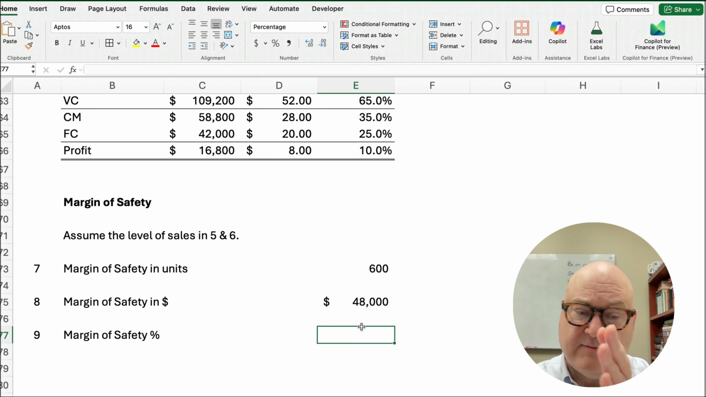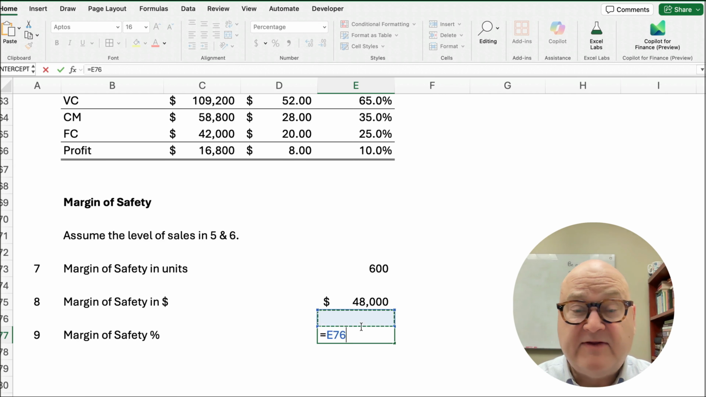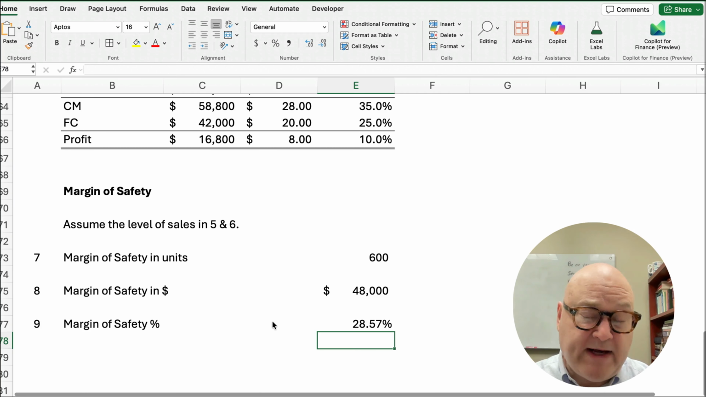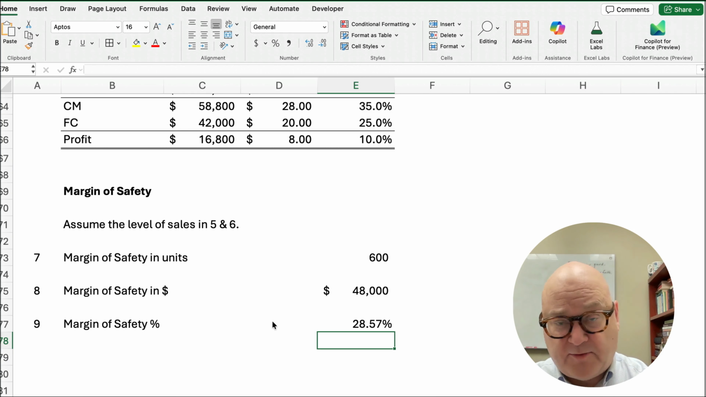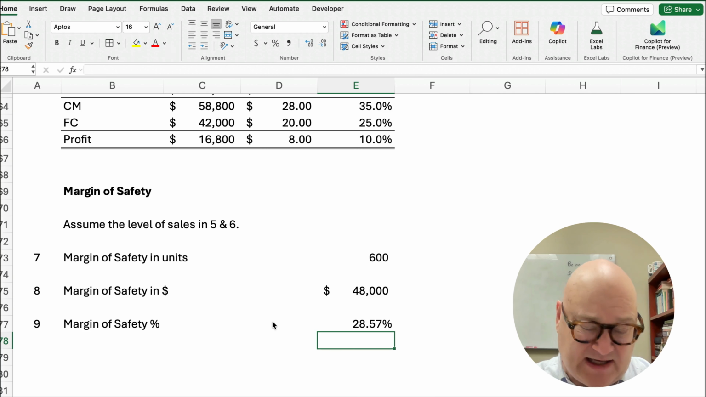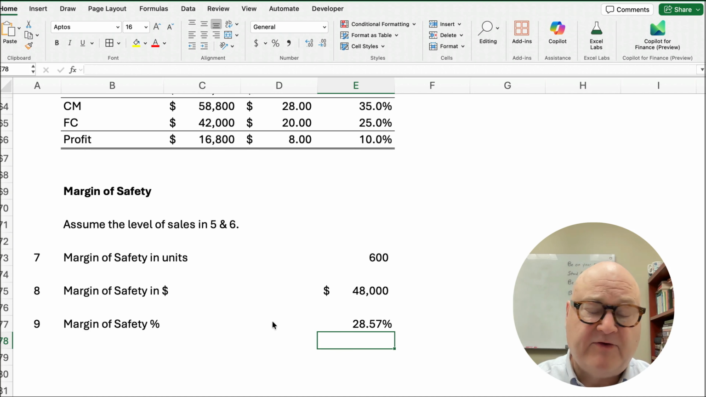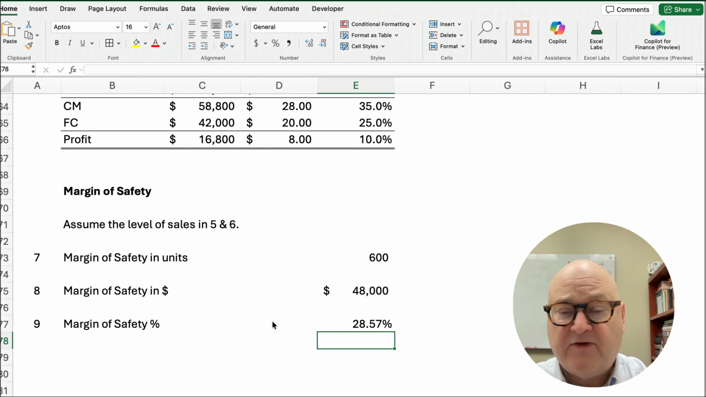You're going to take the margin of safety divided by the current level. Okay? So I'm going to take the 600 divided by the 2,100. So our sales could drop 28.5% before we hit the break-even point. You're making a profit and you're wondering, how much margin do I have before I hit the break-even point? And you've got sales could drop 28.57% and you would hit the break-even point. So a 5% drop won't make you lose money. A 10% drop will not cause a loss.